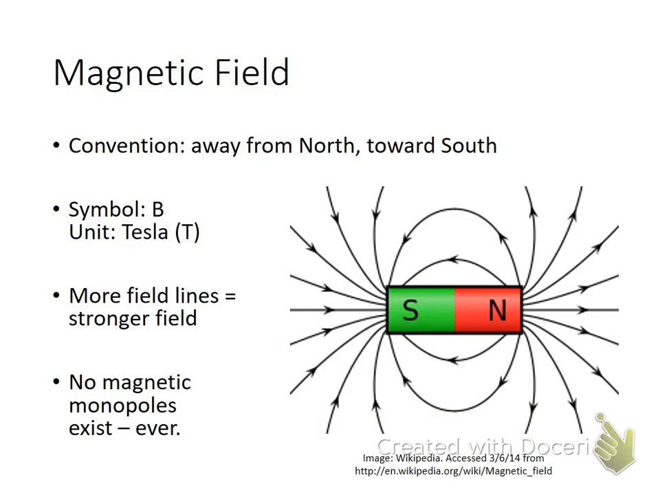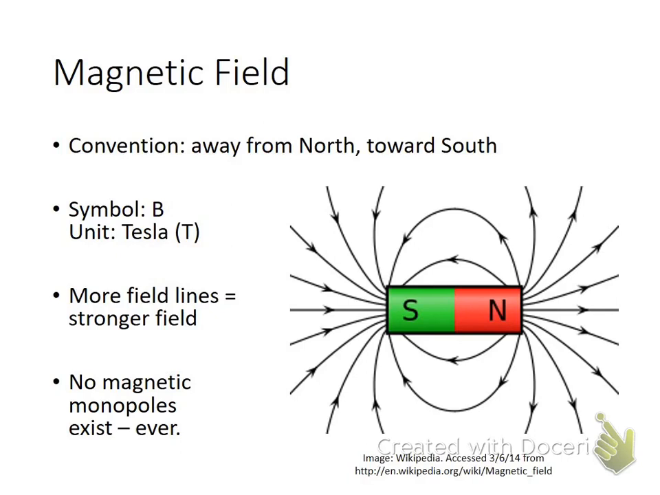All that aside, we'll start talking about magnetic field. The basics of it are that no magnetic monopoles ever exist. So unlike electric field, where you could have a single positive charge or a single negative charge, any sort of magnet is going to have both a north and a south pole. The convention for field lines is that they exit the north pole and enter the south pole.